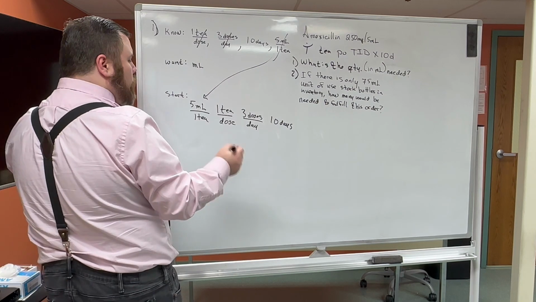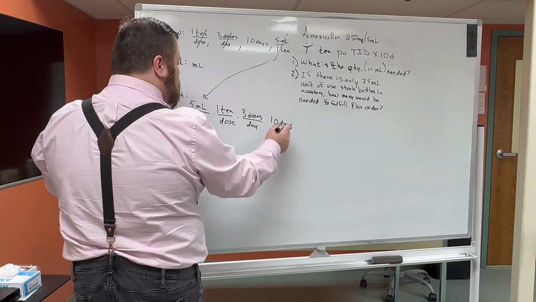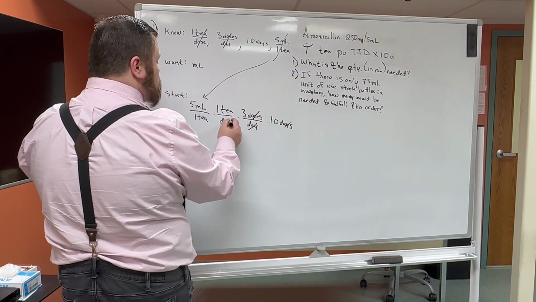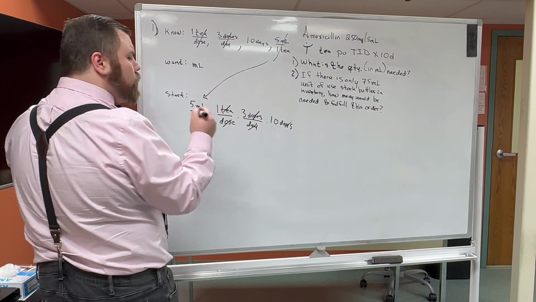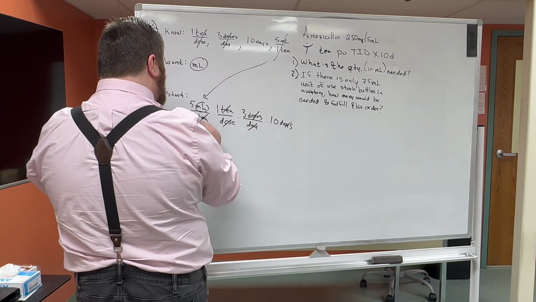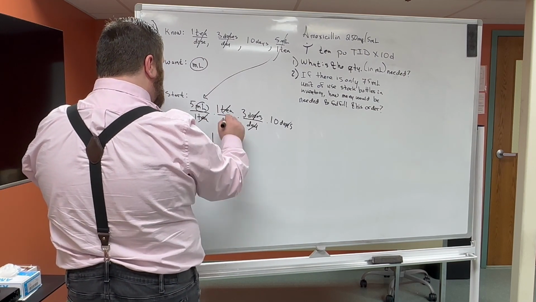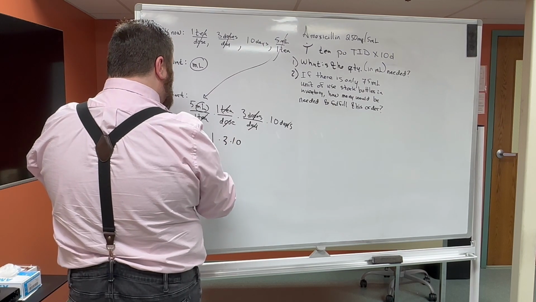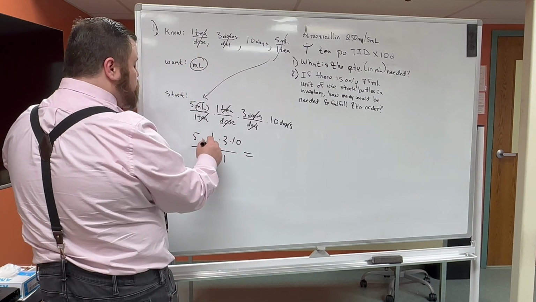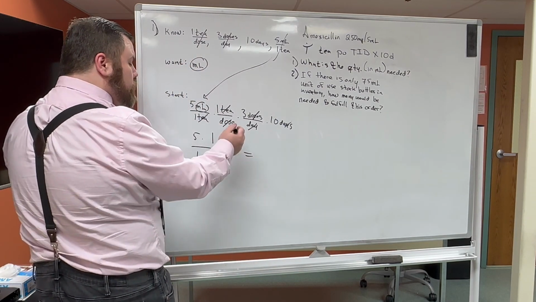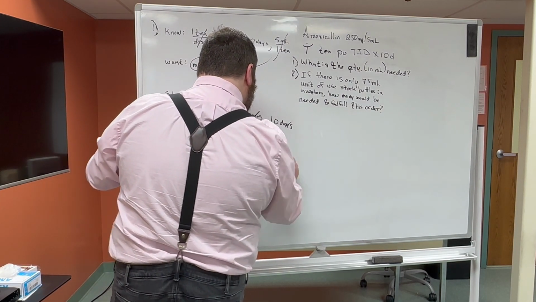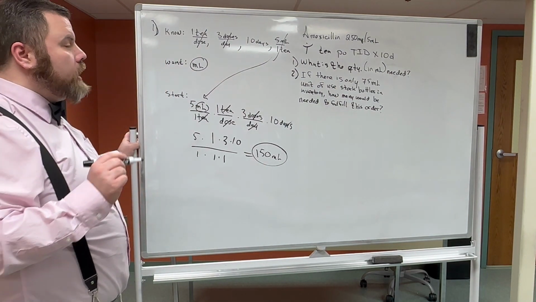Perfect. So now, using dimensional analysis, we can go ahead and start canceling out the dimensions. So days cancel days, doses cancel doses, and teaspoons cancel teaspoons. What are we left with? We're left with mLs, which is what we want. So let's just do the math. 5 times 1 times 3 times 10 all over 1 times 1 times 1. Doing that across, 5 times 1 is 5, times 3 is 15, times 10 is 150. So the answer is 150 mLs. And that answers question 1.